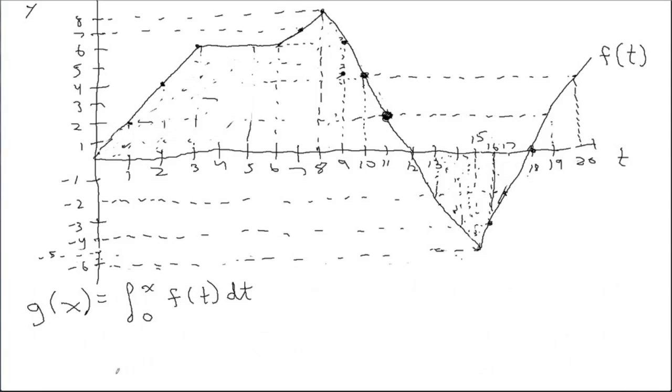So what is the input to g? The input to g is x. Not t. Notice, not t. x is the input to g, not t. Now, what the heck does this mean? Well, let's try to work that out. What would this mean?